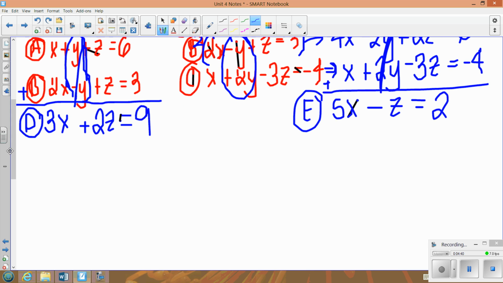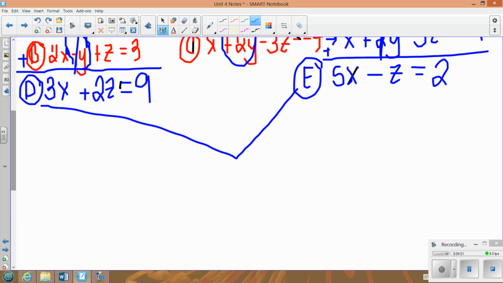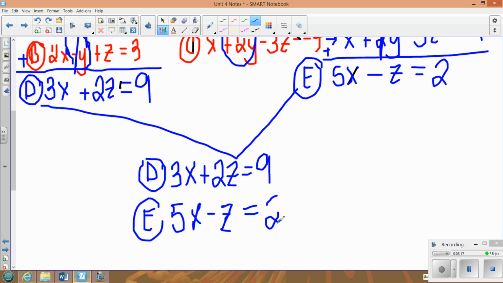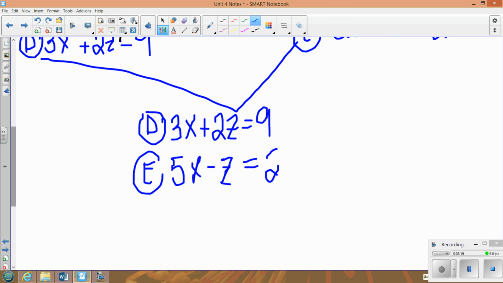So now I have a system of two-variable equations. I have D and E that are two equations with two variables, which means I can solve those using lesson 3, which is what we just did. In the previous lesson, we had two equations that had two variables, and we used elimination to solve them. So I'm going to take these two equations and solve them for either x or z, and then take x or z and plug it in to figure out the other variable.